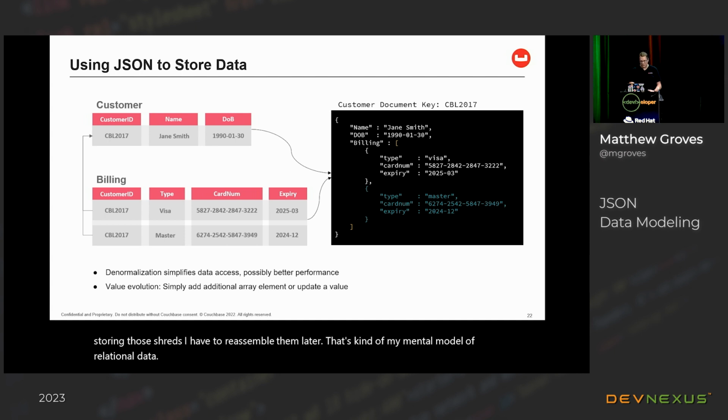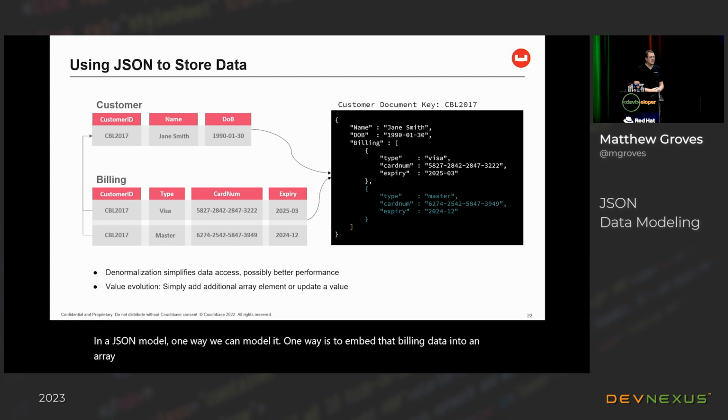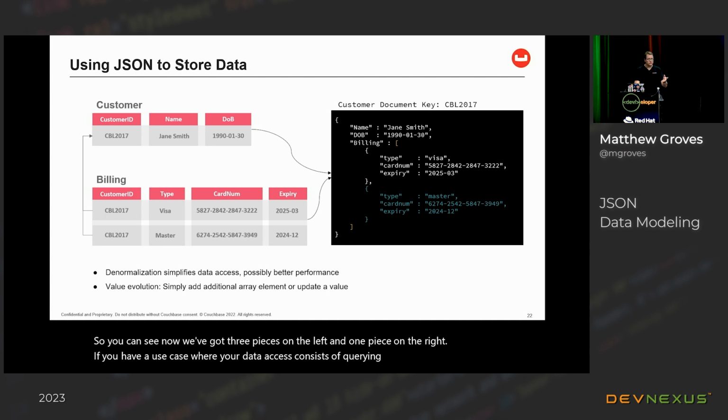Now, in a JSON model, one way we can model it, one way, is to embed that billing data into an array so it remains a single document. It doesn't have to go through the shredder anymore. So you can see now we've got three pieces on the left and one piece on the right. Now, if you have a use case where your data access consists of querying customer joined with billing data, and that happens a lot, this will lead to better performance immediately because we've reduced this from a join or potentially multiple lookups into one single quick lookup.